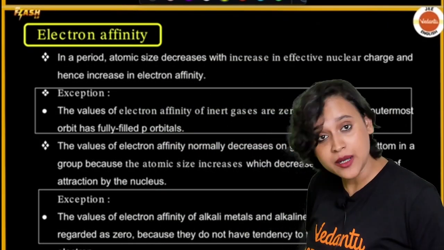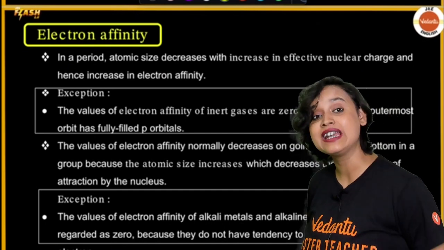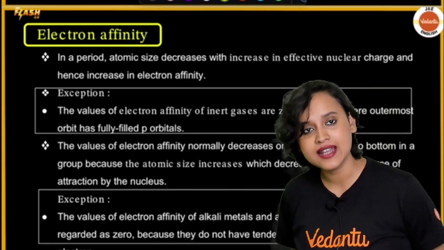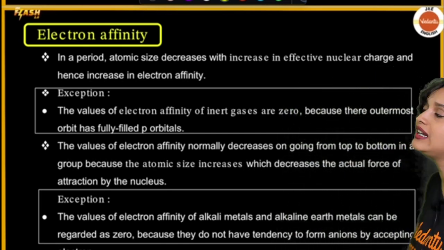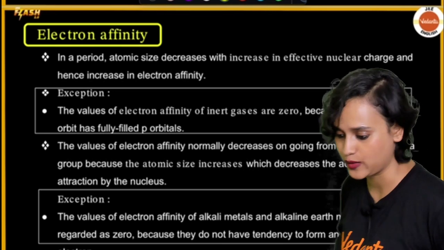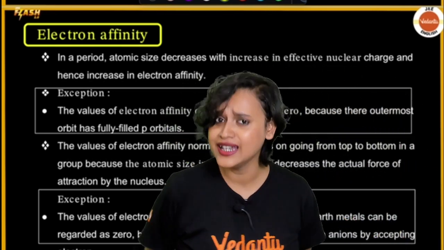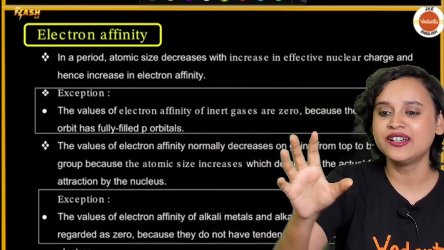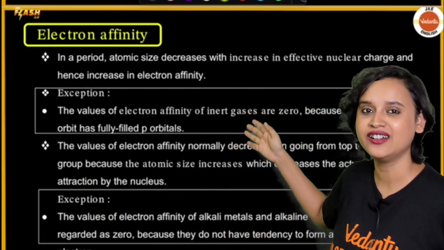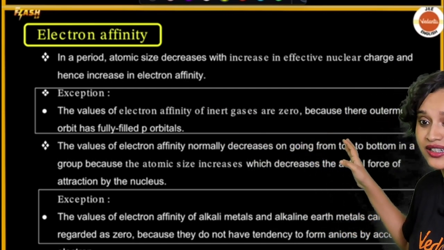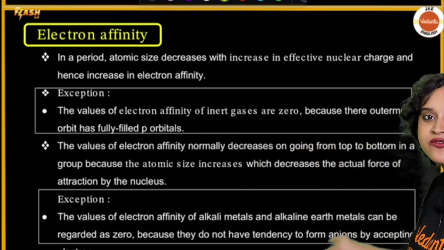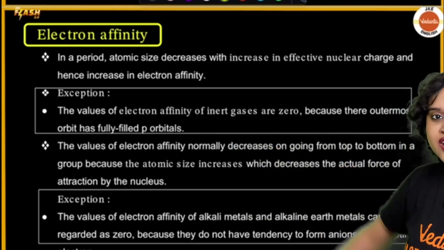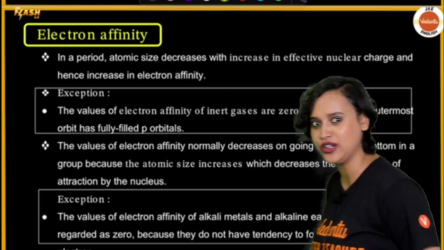Anyway, in a period, the atomic size decreases with increase in the effective nuclear charge, and that's why we see there is an increase in the electron affinity as well. Okay. Although exception, mystery always there. What is the mystery here? The mystery is that the values of electron affinity of inert gases are zero. Why? At a fully filled stability they have complete stability. So why will they show electron affinity? They do not want to mess up their stability.